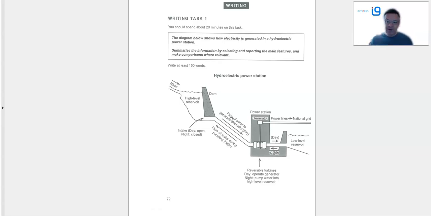Anyway, mine is only about 169 words. That's enough, and I would find it hard. If I were to put anything else in, it would be padding. It wouldn't really be necessary. So we can see that essentially there's 2 stages. Stage 1, water goes down, generating electricity. Stage 2, water goes up, ready for generating electricity. That's it. So you've got to be careful how you do this one.